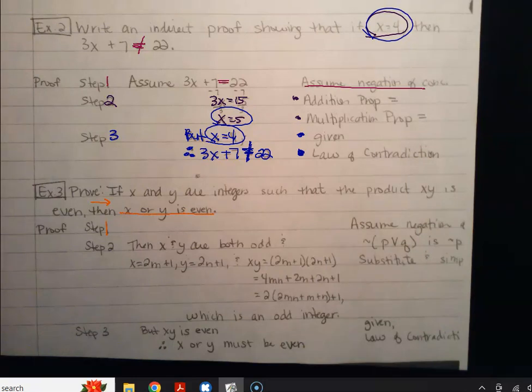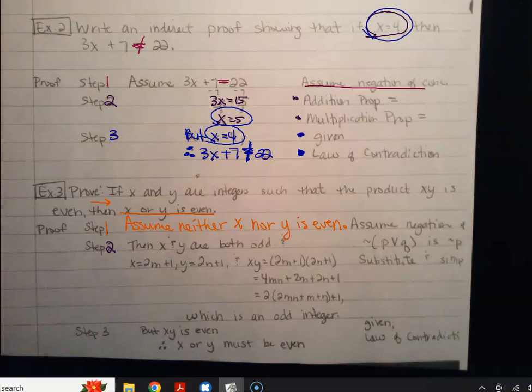So step 1, flipping that around, we're going to assume neither x nor y is even. Since we have neither, we should use nor. You could say assume x or y is odd. We could do that as well. We could say assume either x or y is odd. That would work too. Okay, so let's move to step 2.